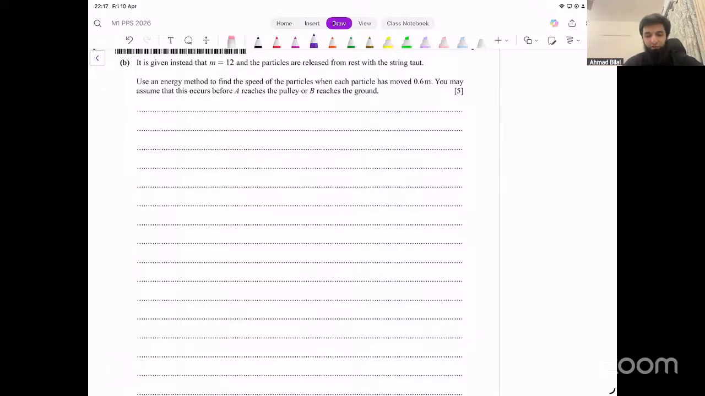We've done a similar question before as well. When they say energy method, that means the work-energy principle. So work done by the driving force is equal to the change in kinetic energy plus the change in potential energy plus work done against resistance. This is what we are going to use here.